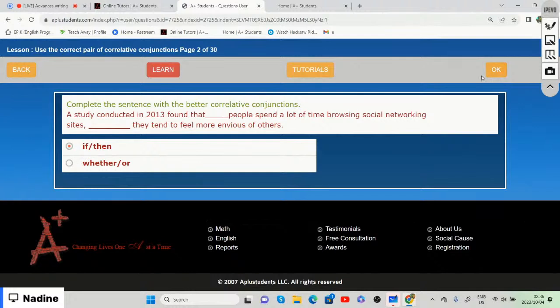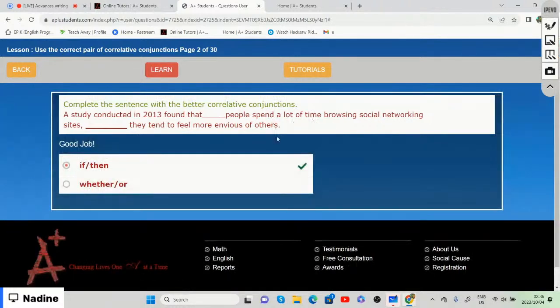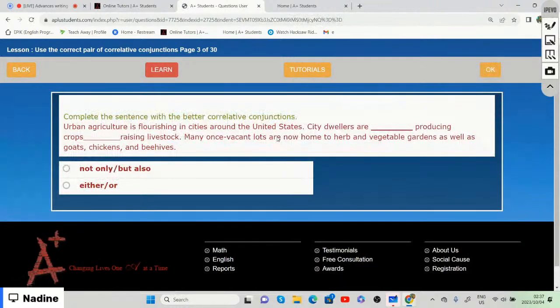All right. So if and then is correct. Moving along.